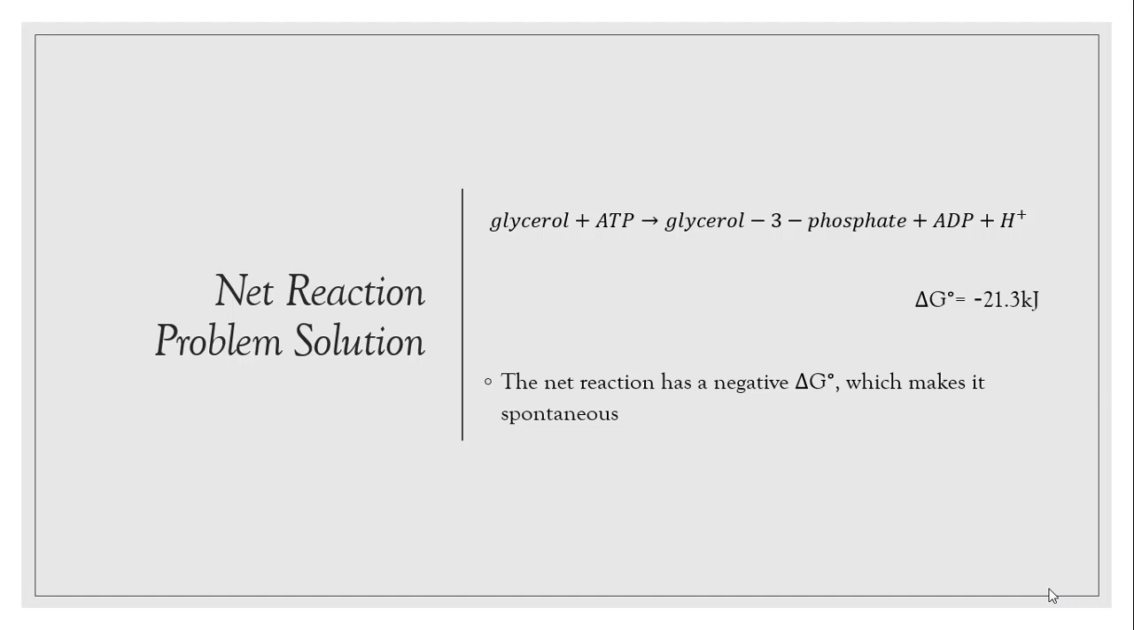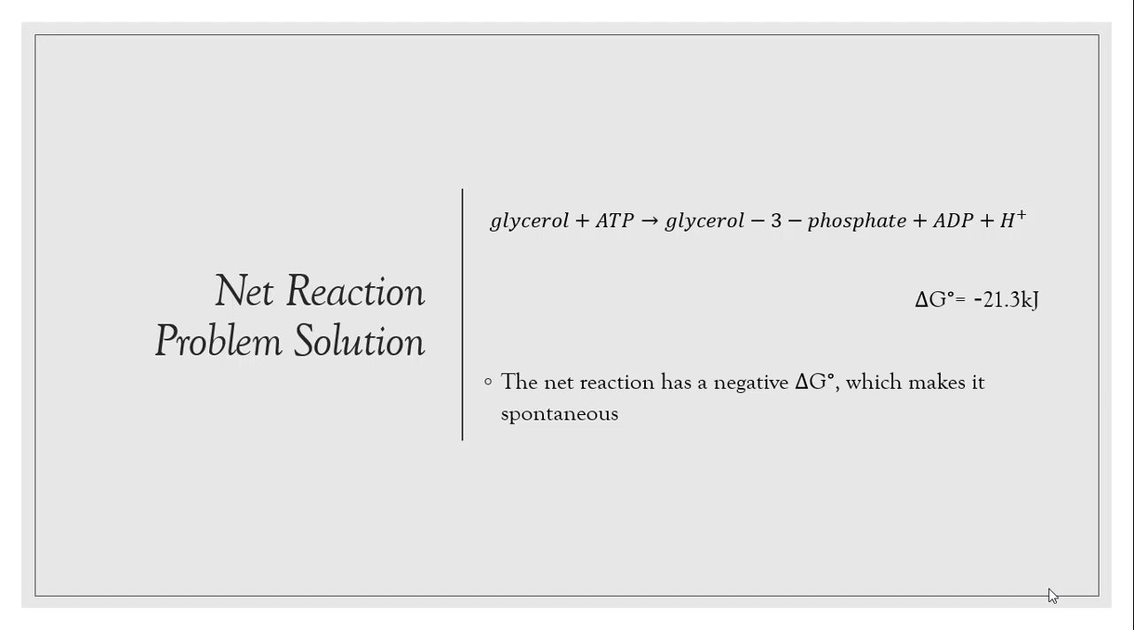The net reaction problem solution has a net equation of glycerol plus ATP going to glycerol 3-phosphate plus ADP plus a hydrogen ion. The delta G naught of this reaction is equal to negative 21.3 kilojoules, and since this delta G naught is negative, this means that this reaction is spontaneous.